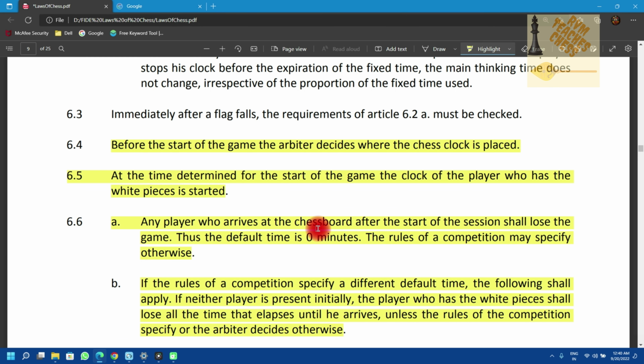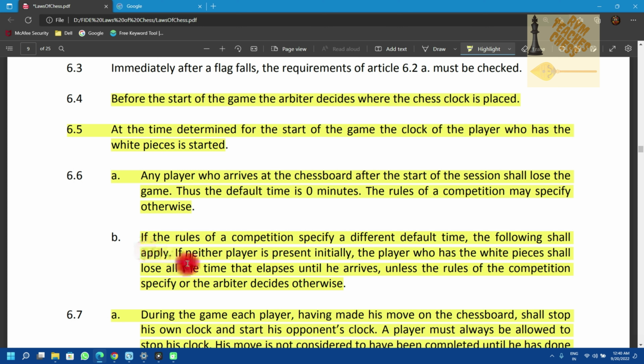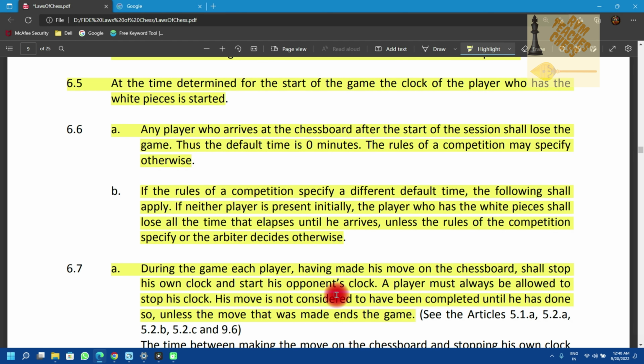Now, if the rules of a competition specify a different default time, the following shall apply. If neither player is present initially, the player who has the white pieces shall lose all the time that elapses until he arrives, unless the rules of competition specify or the arbiter decides otherwise. Which means, say that in a tournament you are playing a rapid tournament, 25 minutes each, and you are playing white, and if you are late to appear, the game will be decided as a walkover only after all the 25 minutes from your side of the clock is completely used up. I mean, it's completely expired. Until then, the walkover will not be given.